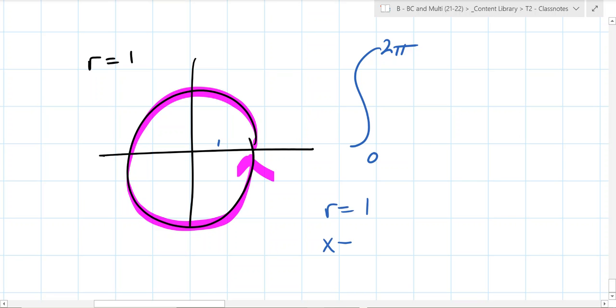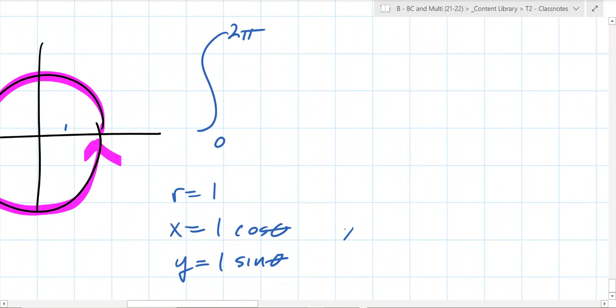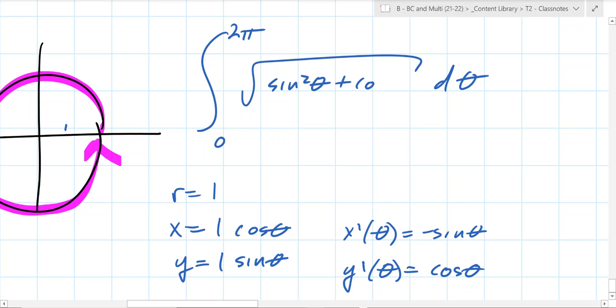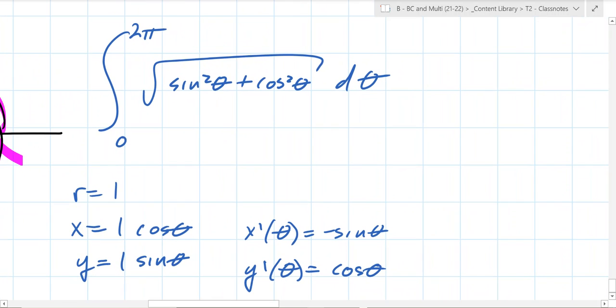r equals 1. So what does x equal? 1 cosine theta. And what does y equal? 1 sine theta, correct? What's x prime in terms of theta? Negative sine theta, right? What's y prime in terms of theta? Cosine theta, right? The formula for this was the square of the derivative of both of those. What's negative sine squared? It's just sine squared. Plus, what's cosine squared? Oh, it's cosine squared. What's sine squared plus cosine squared? So what do you get here?